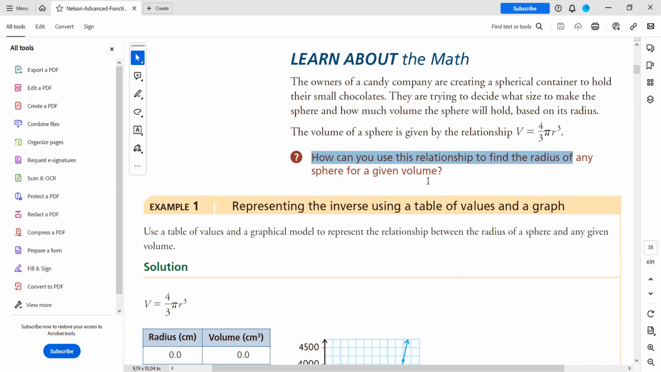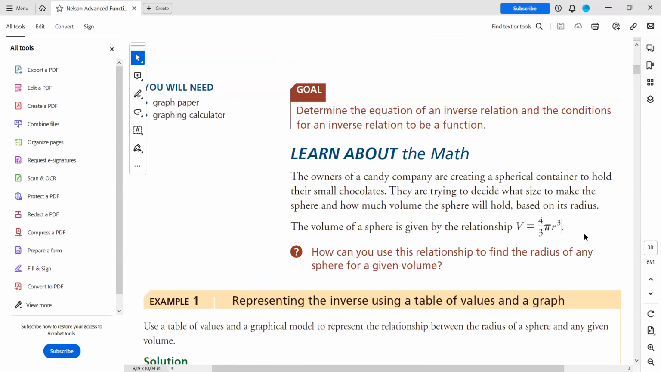So say, how can you express the relationship between the radius and the volume when the volume is the given number? Because right now, volume is something that is defined by the radius, right? Radius is the independent variable here.